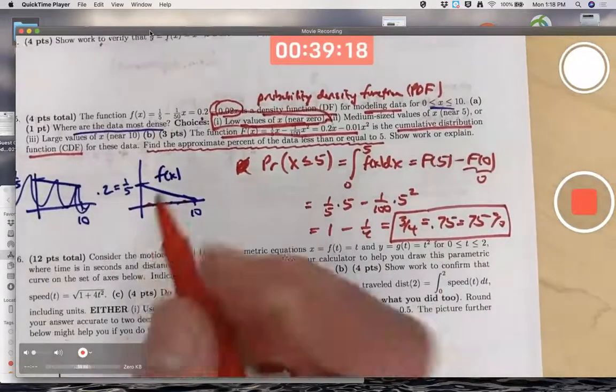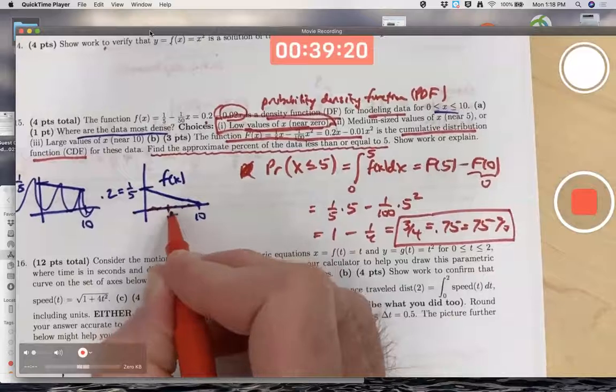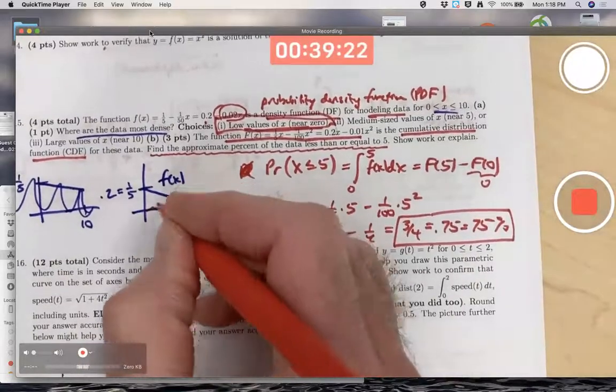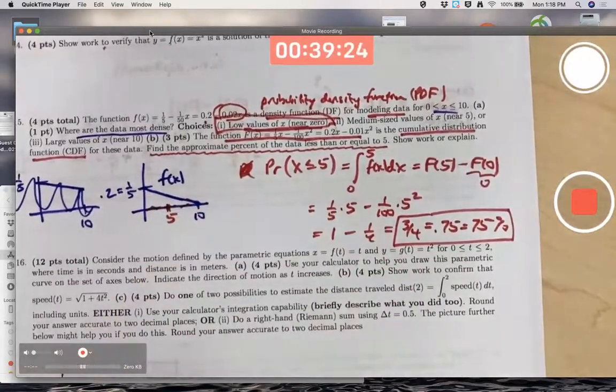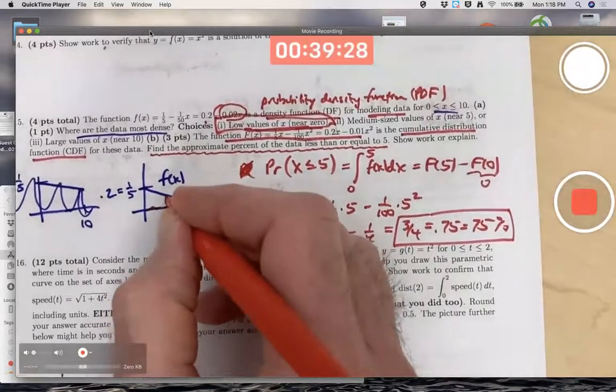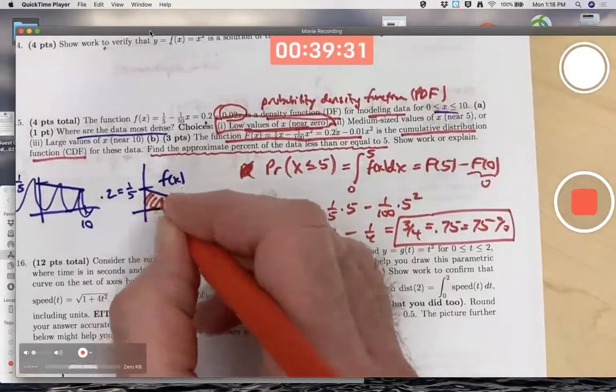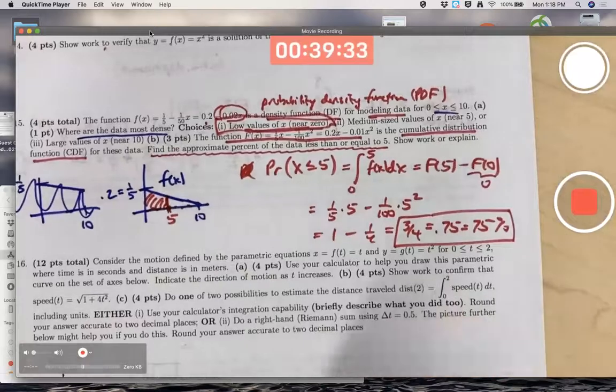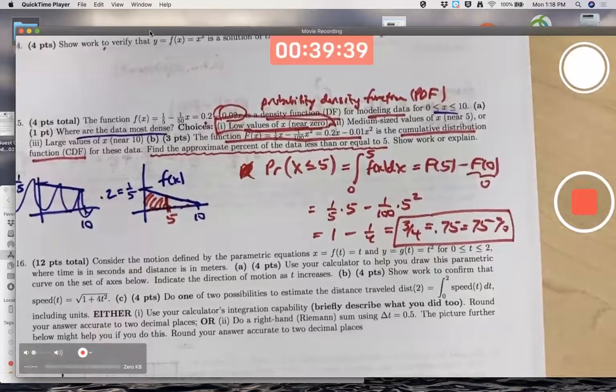Should make intuitive sense. We've just found the area under this graph from 0 to 5. We know the total area under it has to be equal to 1. That's the necessary condition for a PDF. But because the graph is high over here, this is going to be more than half the area. In fact, it's 75% of the area. Very common kind of application of calculus.